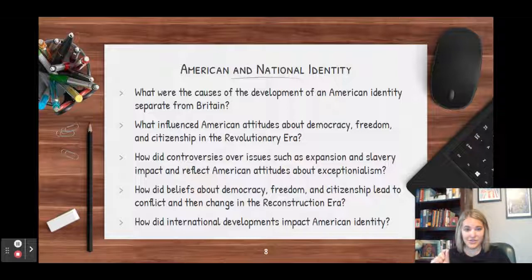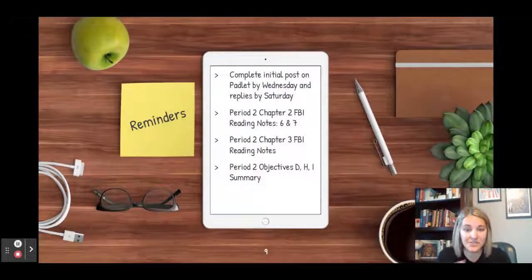For this particular lesson, you're really looking at just that first one. How did an American identity separate from Britain begin to develop, and why? So that's what we've got this week.